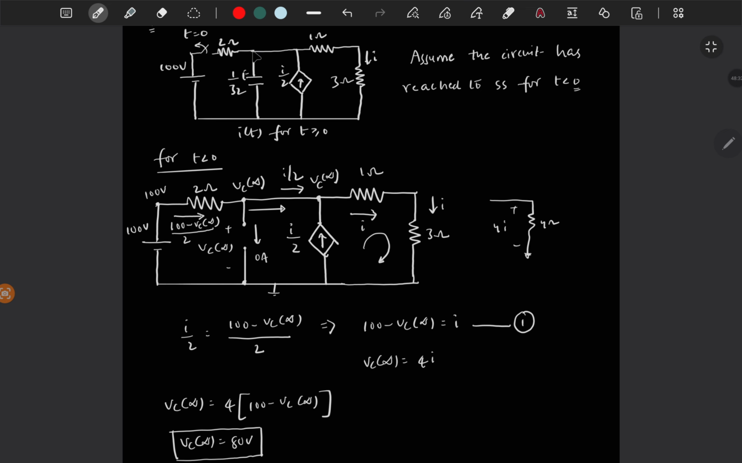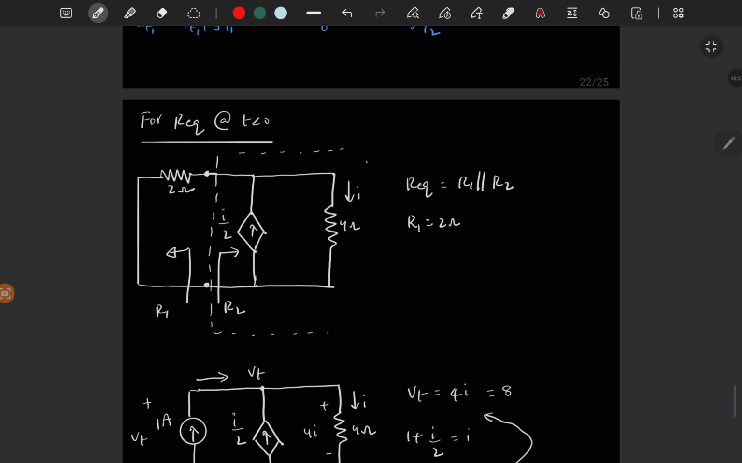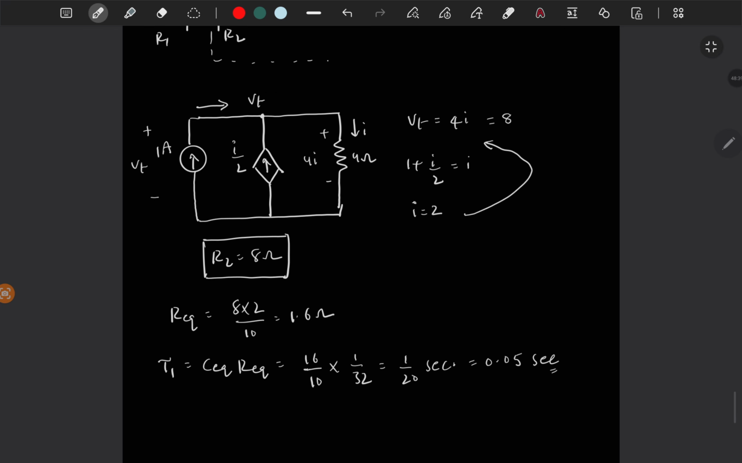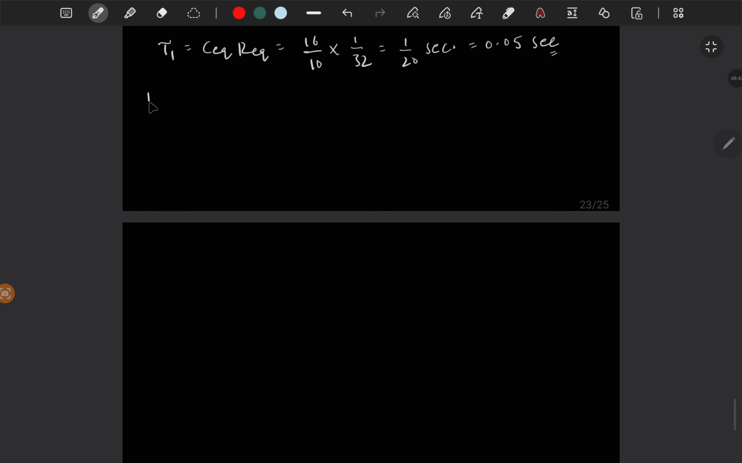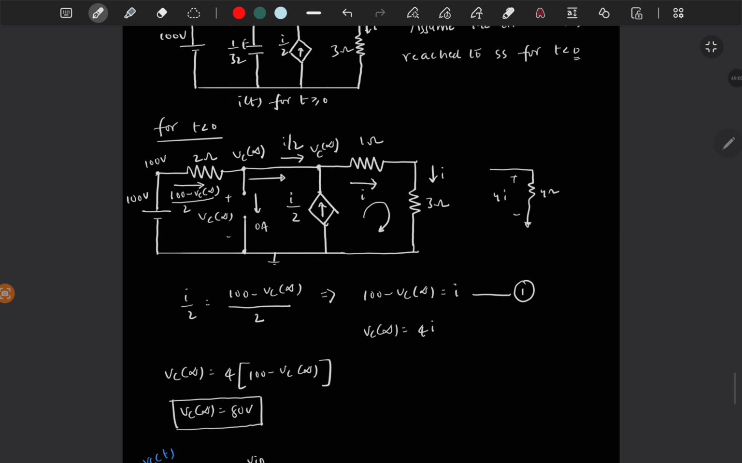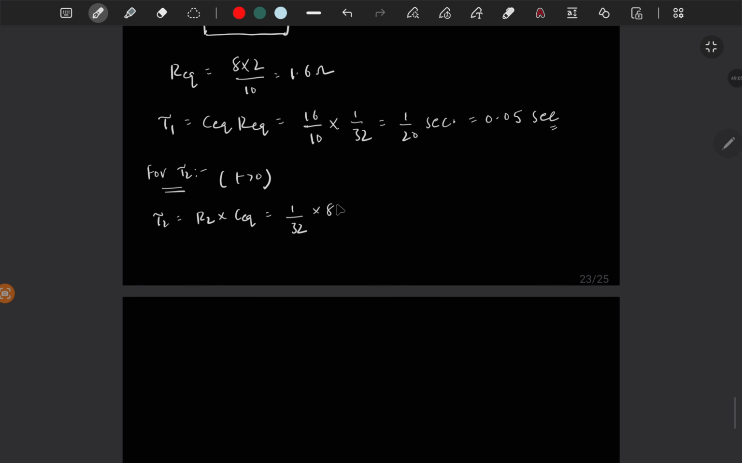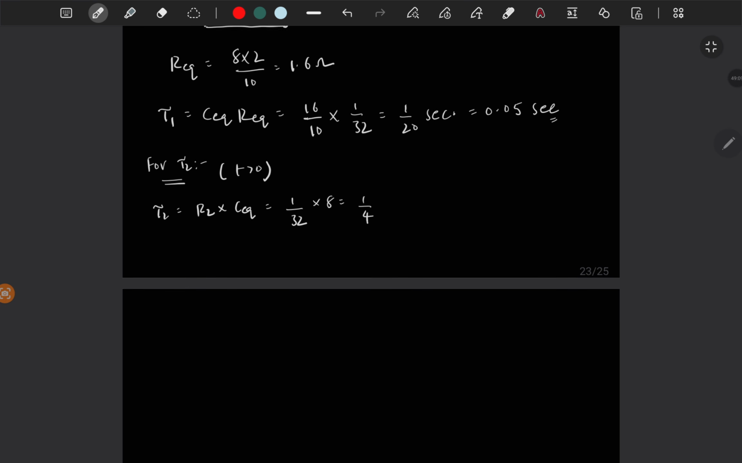So if you want to find R equivalent, then we don't have R1 now, right? So this we don't have, only the right side we have. So right side we already found, which is 8 ohms. So for tau 2 we have only right side, which is t greater than 0. So tau 2 is R2 times C equivalent. So C equivalent is 1 by 32, I think. And R2 is 8 ohms, which is 1 by 4.